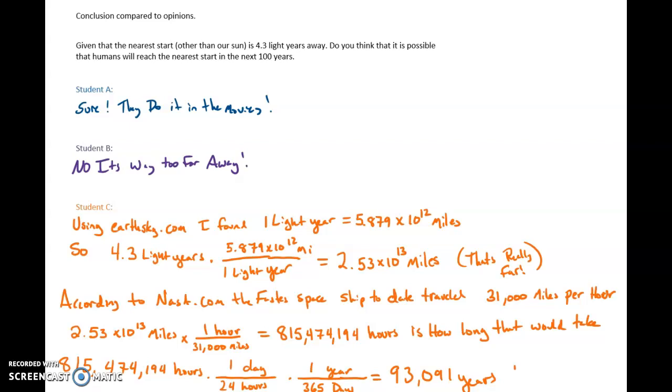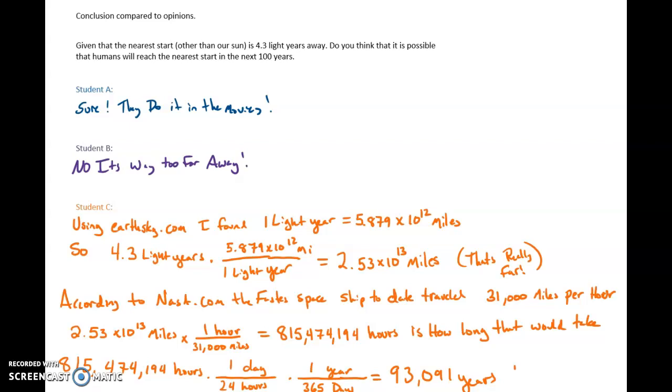Again, I would refer to this as an opinion, even though there is some reasoning, "it's too far away." Just like the first one, "they do it in the movies," that doesn't have the level of reasoning we're looking for in a class like this. But let's take a look at what Student C did. Student C says, "Using earthsky.com, I found that 1 light year is 5.879 times 10 to the 12th miles."